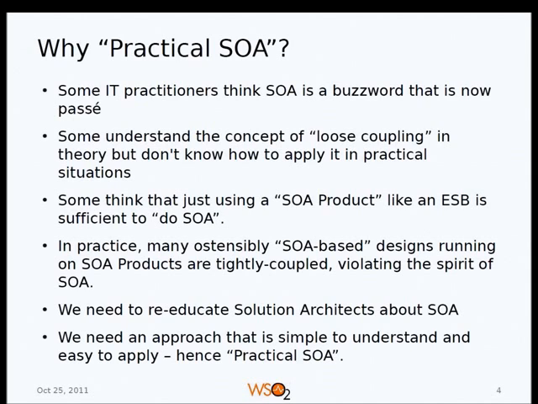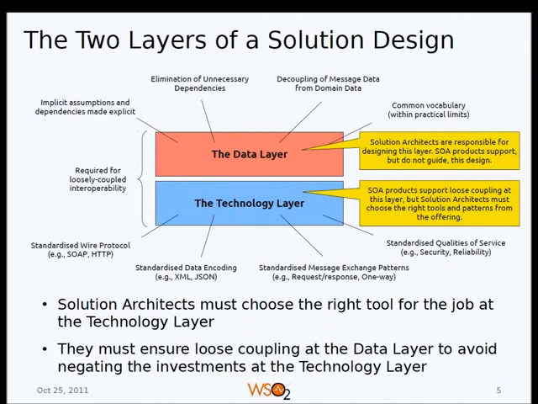Okay, so diving into it, any solution design at all, we're not talking about just SOA here, really has two aspects to it. There is a technology aspect and there's a data aspect. You can look at them as two different layers. Now, with SOA, what's actually happening is the technology provides you many, many ways to decouple systems from each other. So the number of dependencies that you have between systems is drastically reduced at this level because lots of things get standardized.